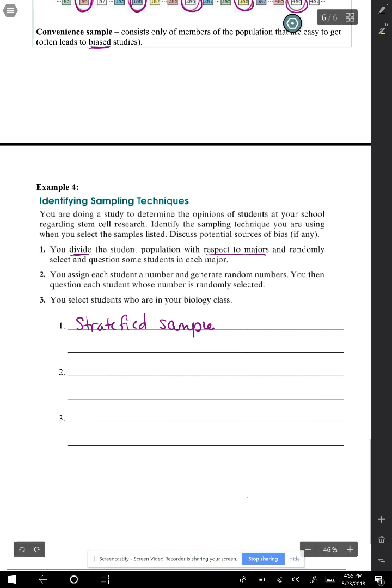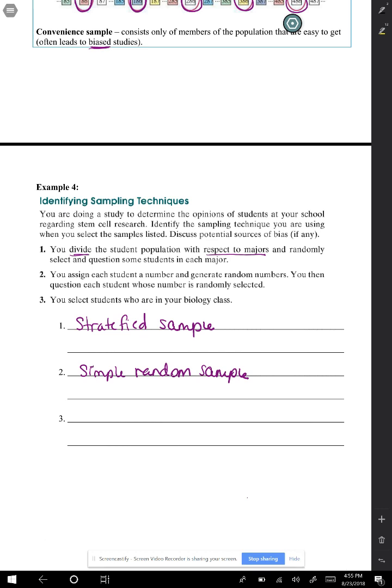Number 2, you assign each student a number and generate random numbers, and then you question each student whose number is randomly selected. So every student was assigned a number, and then you're randomly selecting numbers, so any person has an equally likely chance of being selected. So this would be a simple random sample. And again, this should not be biased because as long as you get a large enough sample size, you're randomly selecting people, so there shouldn't be any bias.